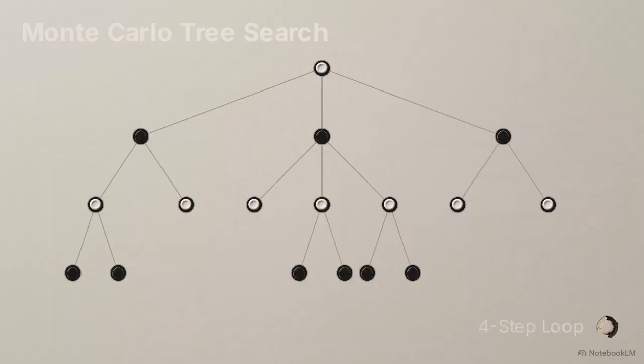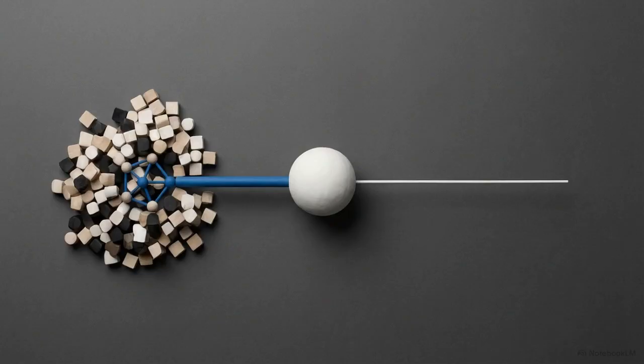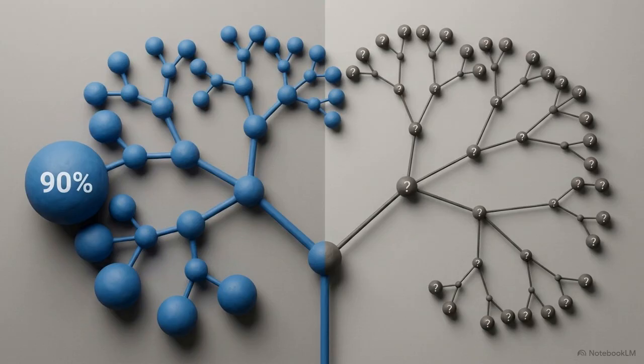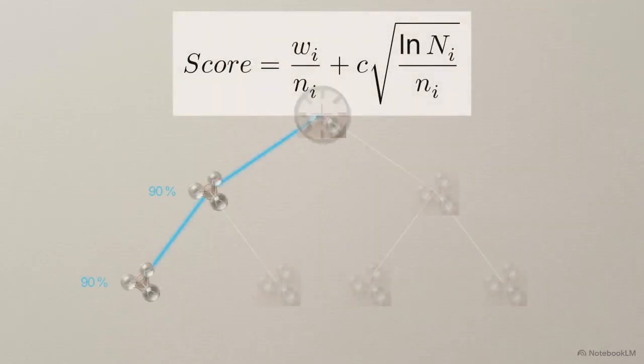Step 1 is selection. Starting from the current board state at the top, the AI travels down the branches of its established decision tree, looking for the most promising path. Which branch it selects depends on a mathematical tug-of-war. The system is constantly pulled between two competing urges, exploiting the known moves that have a high win rate, and exploring completely untested strategies. It balances these urges using an equation called the upper confidence bound applied to trees.